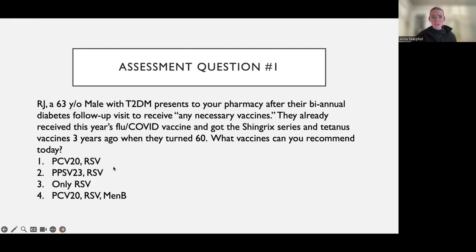So our first question is going to have to do with immunizations. RJ is a 63-year-old male with type 2 diabetes. He comes to your pharmacy after his biannual diabetes follow-up visit to receive any necessary vaccines. They already received this year's flu and COVID vaccine and got the Shingrix series and tetanus vaccines 3 years ago when they turned 60. What vaccines would you recommend today?